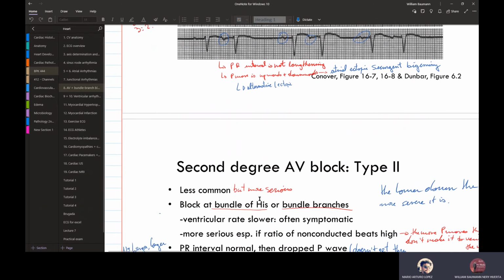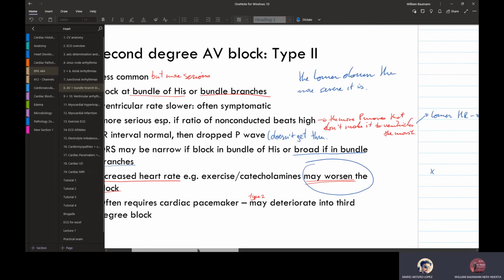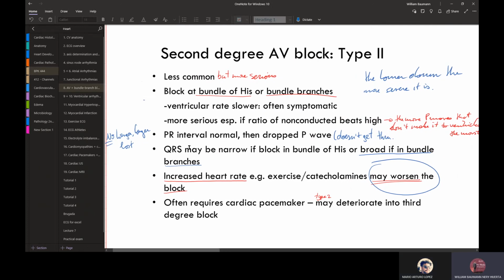Excellent. All right. So type 2. Remember, the greater the numbers, the greater the type. We're still second degree. This is going to be more pathological. And type 3 is the most pathological type. So, again, less common, but more serious. The block at this point is at the bundle of His or at the bundle branch. The QRS is going to be narrow if the block is in the bundle of His, or broad if in the bundle branches. So with the bundle of His, we're still going to see a normal QRS, but if it occurs at the bundle branches, we're going to have a problem.